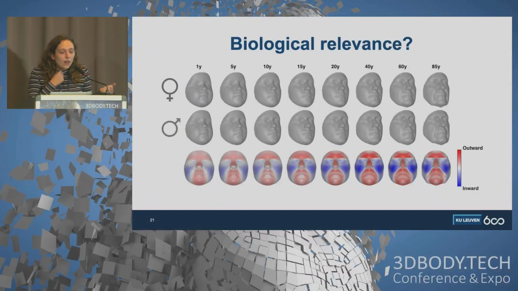Also, is what we generate biologically relevant? We did a small experiment where we generated a lot of faces for every age, and then we simply took the average for men and women, and the bottom row indicates the difference between the two. The colors indicate that blue means the men's face is moved more inwards compared to the women, and red means that the men's face is moved more outward compared to the women. Men have more prominent eyebrows, a bigger nose, all things we already know.